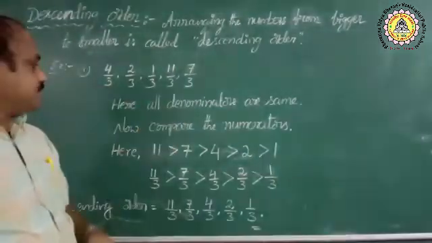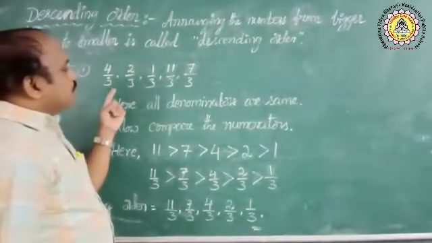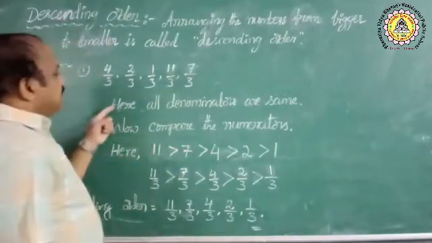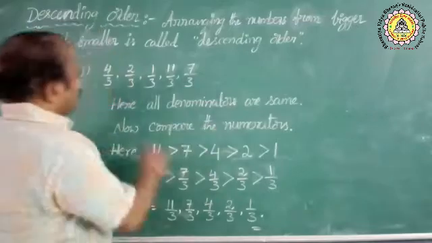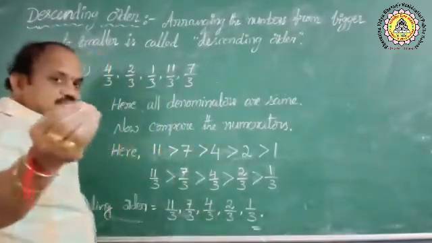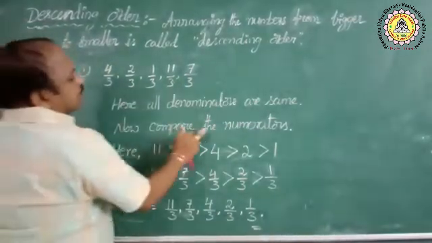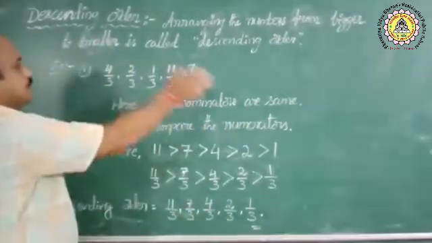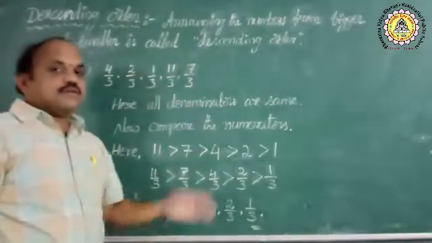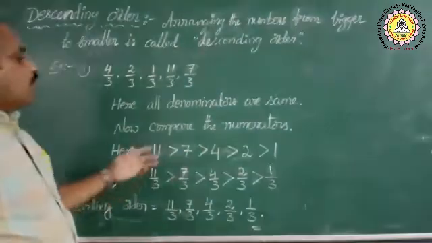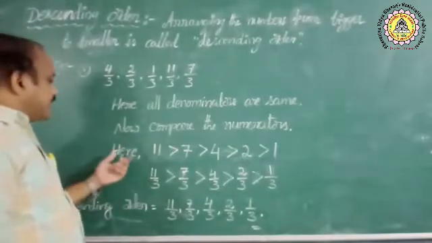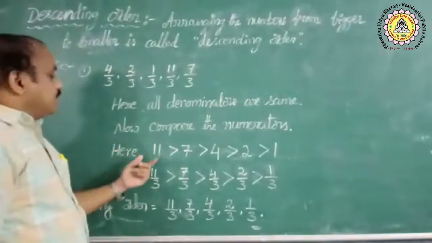Now we have to follow the steps. First, we have to identify what the denominators are. Here, all denominators are the same. See, all are 3. That's why our denominators are 3. Next, compare the numerators. The numerators of the fractions are 4, 2, 1, 11 and 7. Now we have to compare those 5 fractions.